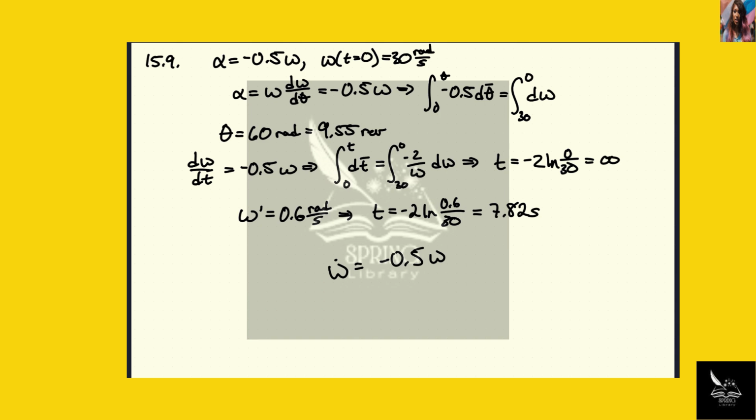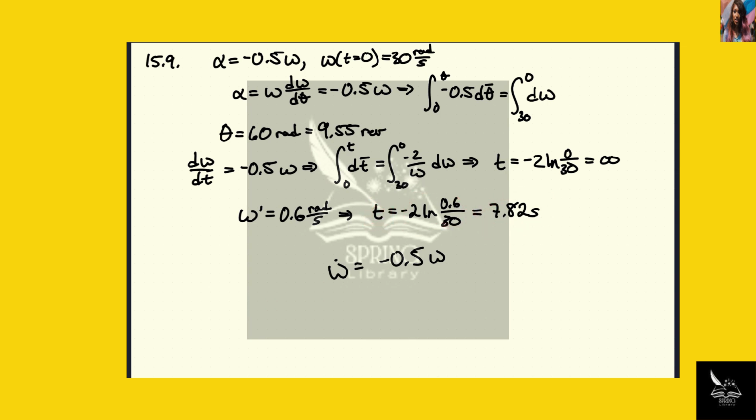Now they ask us the time required for the angular velocity of the shaft to reduce to 2% of its initial velocity. So 2% of this is 0.6 radians per second. And so now we can plug that into here instead of 0. And so now we get the same integral, but we have different bounds here. So now we get minus 2 natural log of 0.6 over 30. And we can calculate that, and that's 7.82 seconds.